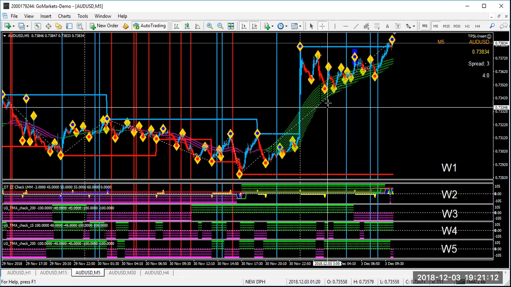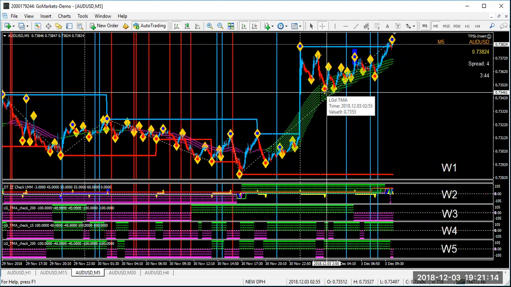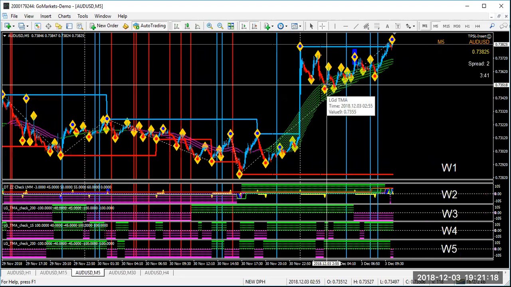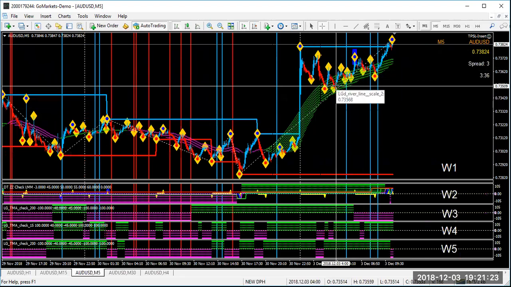And also, when you've got red dot mediums and a buy, they're usually a good place for re-entry into a buy direction, yeah? So diamonds are very good.